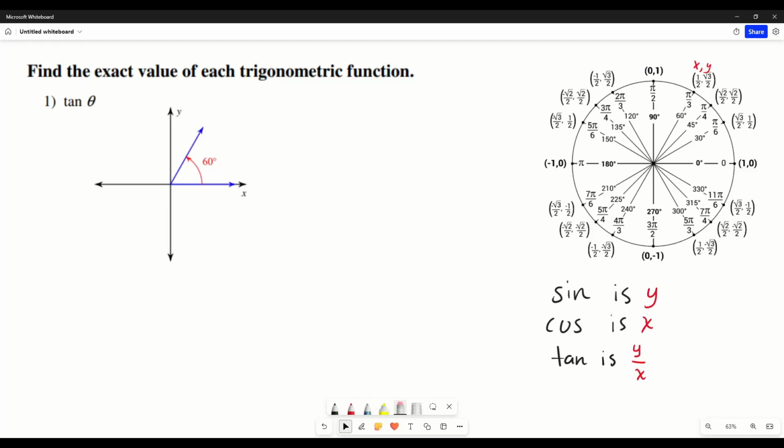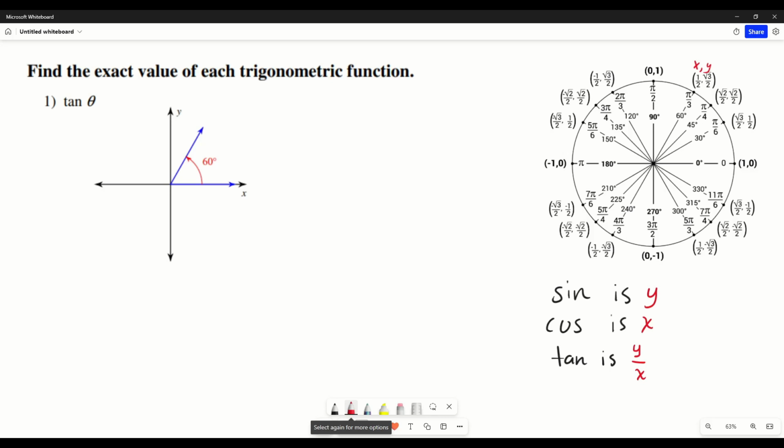For this video, we will be finding the exact values of each trigonometric function. A trigonometric function is your trig function, which is basically the sine, cosine, and tangent function. As you can see, I've written down what tan, cosine, and sine are. Sine is y, cos is x, and tan is y over x.